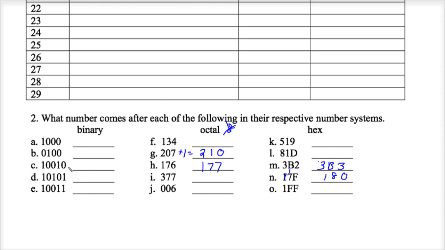Let's do a binary problem. This one right here, D. Well, the number after this: the 1, when having 1 added to it, resets to a 0. The carried 1 goes to the top of that column, where it makes a 1. Then the rest of this stays the same. So there's the answer to that question. Good luck with the rest of the worksheet.